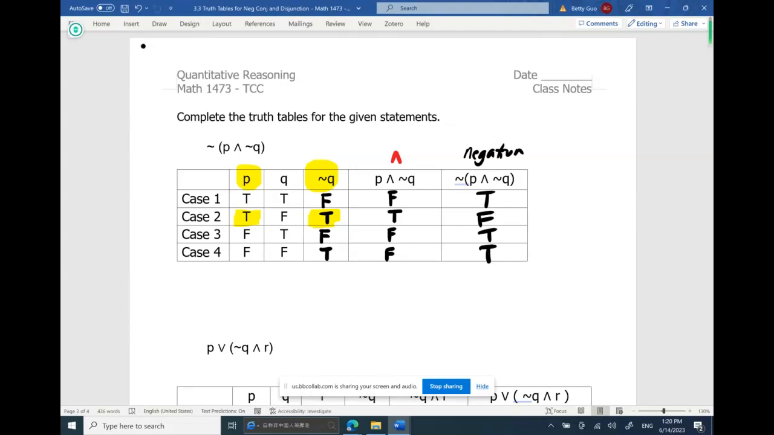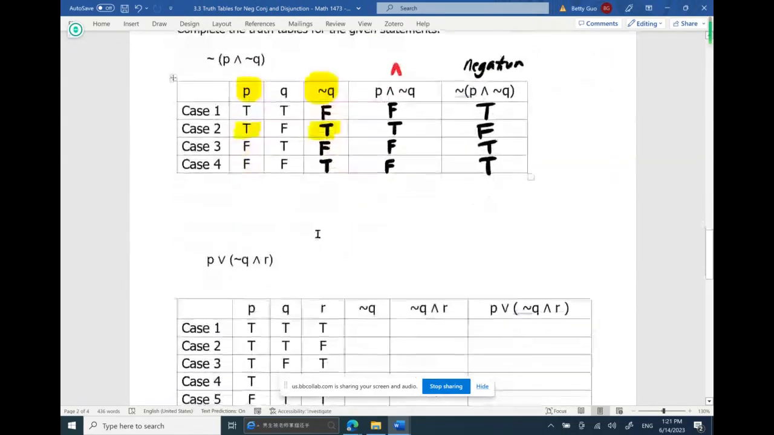How do I understand that? When P and Q are both true, our compound statement is true. When P is true and Q is false, our compound statement is false. When P is false and Q is true, our compound statement is true. When P is false and Q is false, our compound statement is still true. So those are the truth values for the compound statement in all 4 cases.